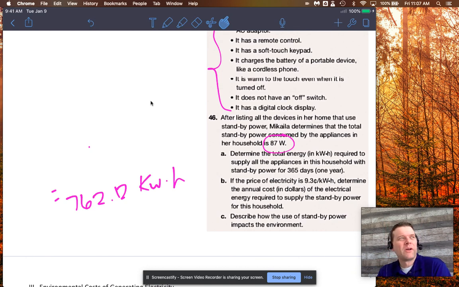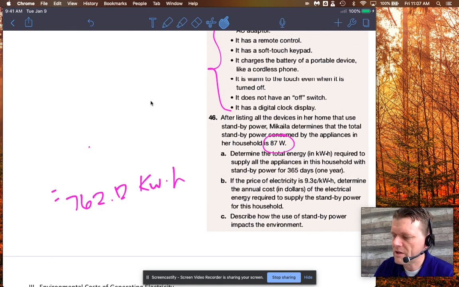Oh man, in Alberta, we have awesome electricity. It's actually quite cheap. Compared to other parts of the world, we are very competitive, if not cheaper than a lot of places in terms of how expensive it is for the consumer, for people like us to pay for it. 9.3 cents per kilowatt hour, that's pretty cheap. But what is the annual cost in dollars for the energy required to supply the standby power for this house?